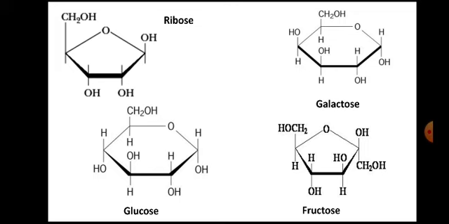Likewise, these are the examples of pentose. Ribose is a principal component of nucleotides. It is present in DNA and RNA in the form of deoxyribose sugar and ribose sugar respectively. These are the energy-rich compounds: glucose, galactose, and fructose.